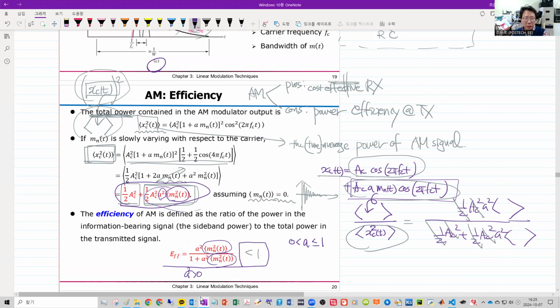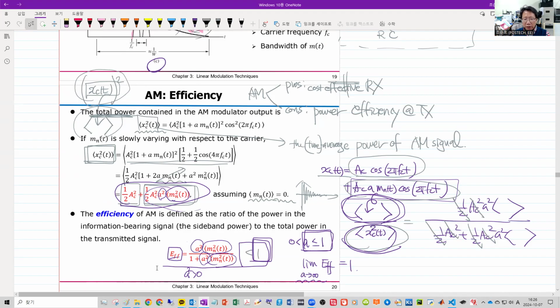So power efficiency is not 100%, and it's okay. When we look at the efficiency, we ask: of the total transmitted power, what is the message-carrying part? We want this power efficiency close to 1, and that happens only when A squared is very, very large. So in the limit as A tends to infinity, the efficiency converges to 1. Now, what happens if A cannot be made sufficiently large, as in our definition of the AM modulation index?